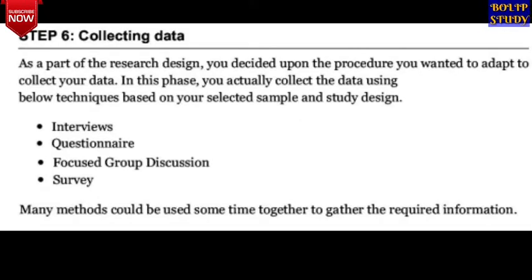Step number 6, collecting data. As a part of the research design, you decided upon the procedure you wanted to adopt to collect your data. In this phase, you actually collect the data using the following techniques based on your selected sample and study design: interviews, questionnaires, focused group discussions, survey. Many methods could be used, sometimes together, to gather the required information.